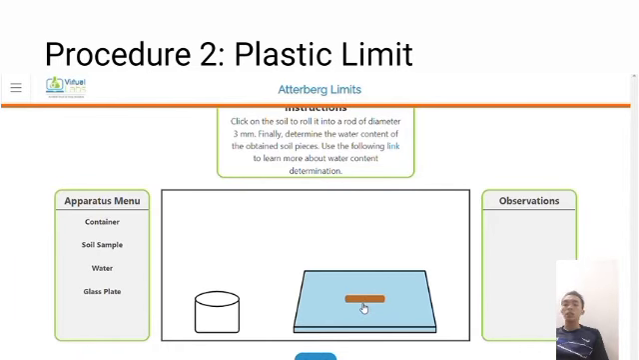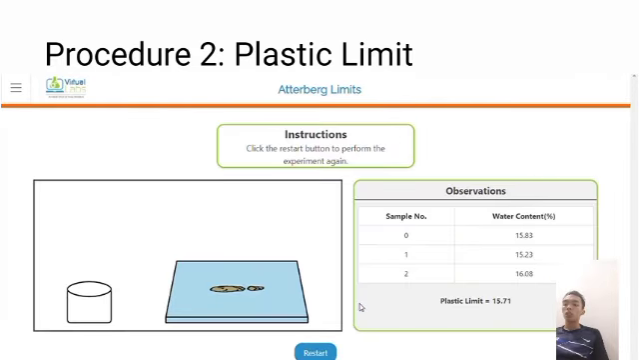Continue this alternate rolling, gathering, kneading, and re-rolling until the thread crumbles under the pressure required for rolling and can no longer be rolled into a 3.2 mm diameter thread. Gather the portions of the crumbled thread together and place the soil into a moisture can, then cover it.